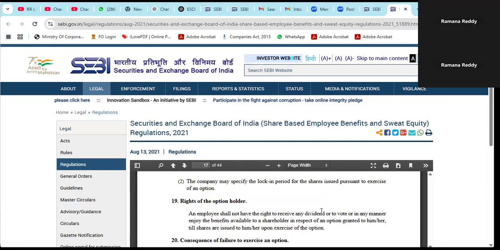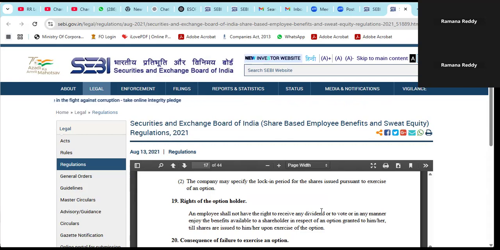Then we will talk about the rights of the option holder. And there is another lock-in period. It is not mandatory. Company may specify a lock-in period. What is this lock-in period? Even after exercise, the company may say the shares will be locked in for a period of 6 months or 1 year. But this is not mandatory.